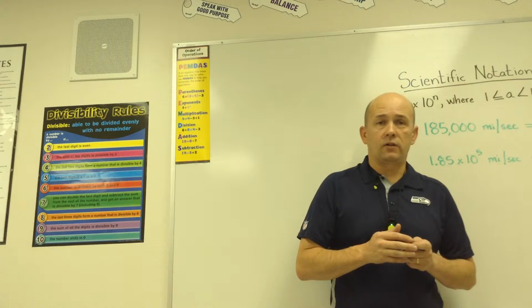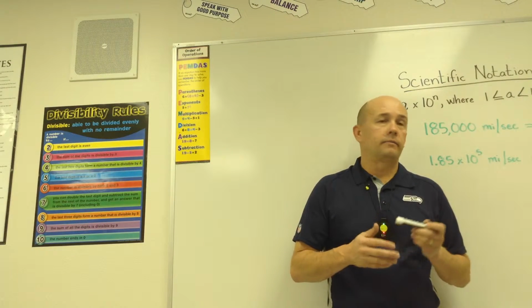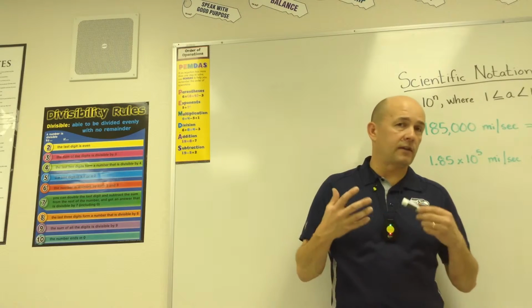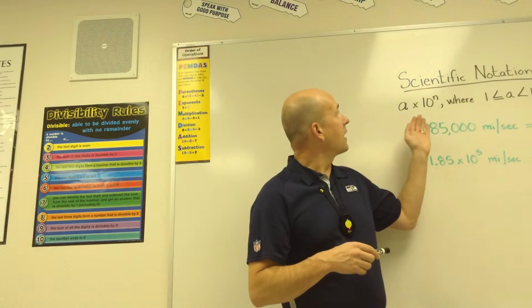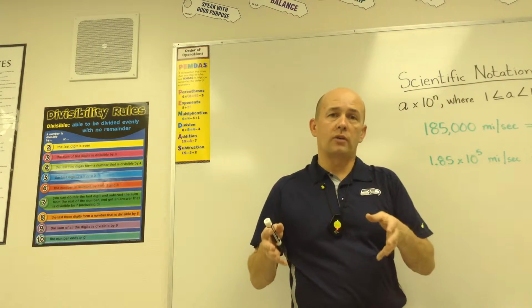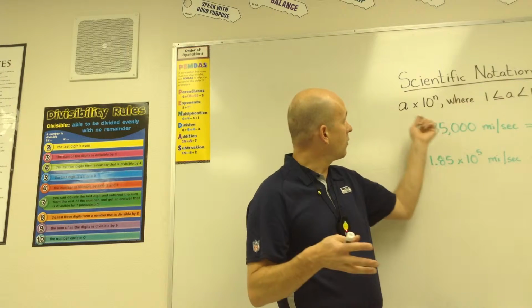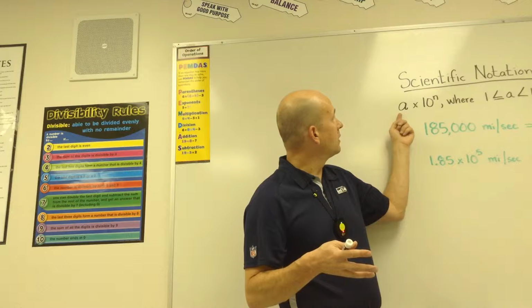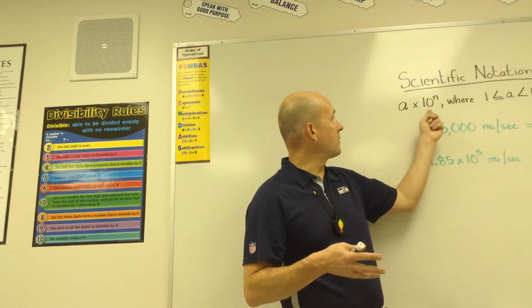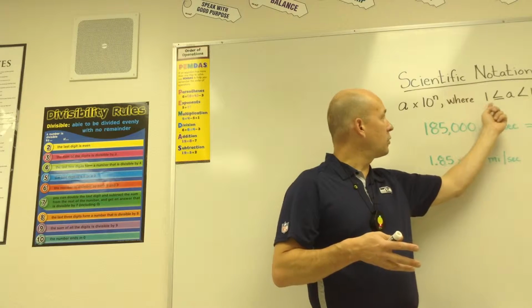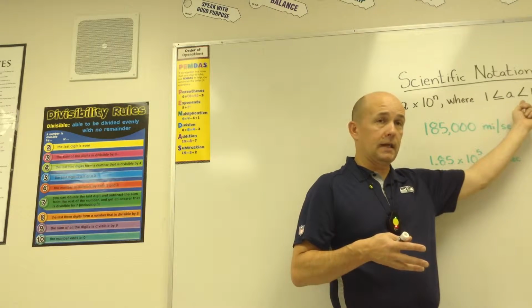Been talking about scientific notation in class, and hopefully we're starting to make sense of this now. We have that understanding that when we talk about scientific notation, we're talking about a way to write really large or really small numbers in the form where we take a number, A, and we multiply it by a power of 10, and A has to be greater than or equal to 1 and less than 10.